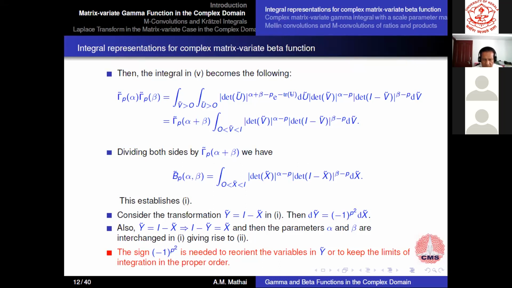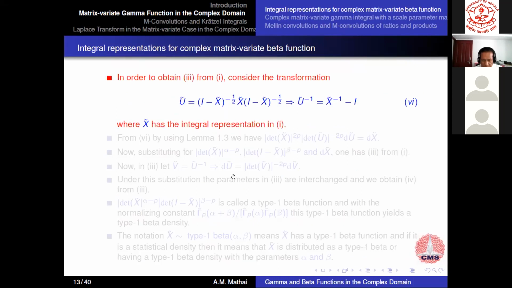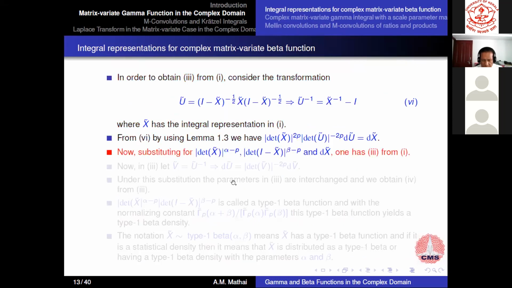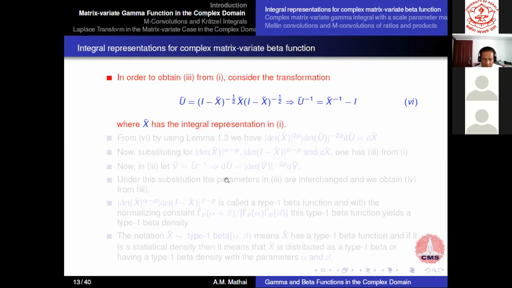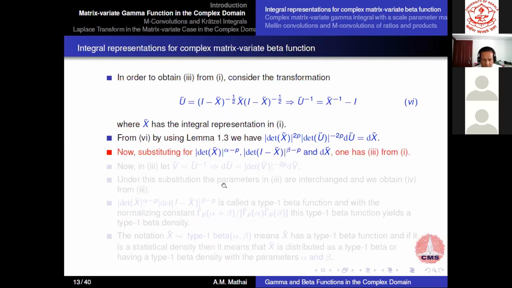For the next result, I can use Y equal to I minus X. Then dY will be minus 1 raised to p squared times dX. That minus 1 will be absorbed by reorienting the new variables, so you don't have to worry about that. And then the parameters will simply be interchanged. Alpha and beta will be interchanged. That is the result.